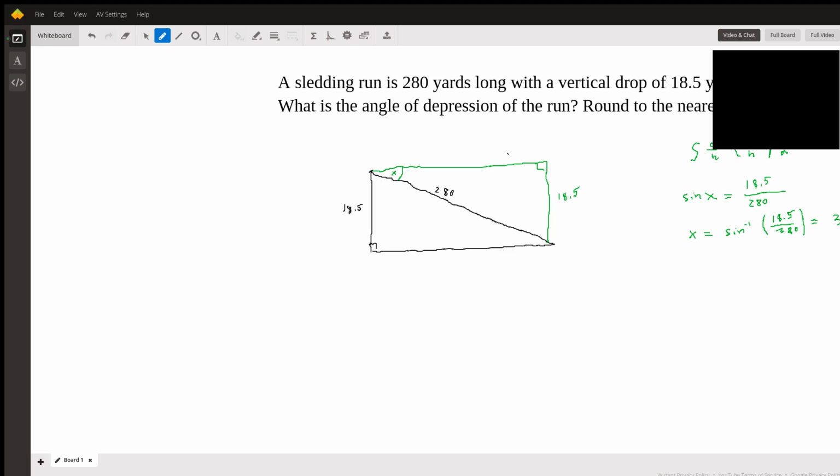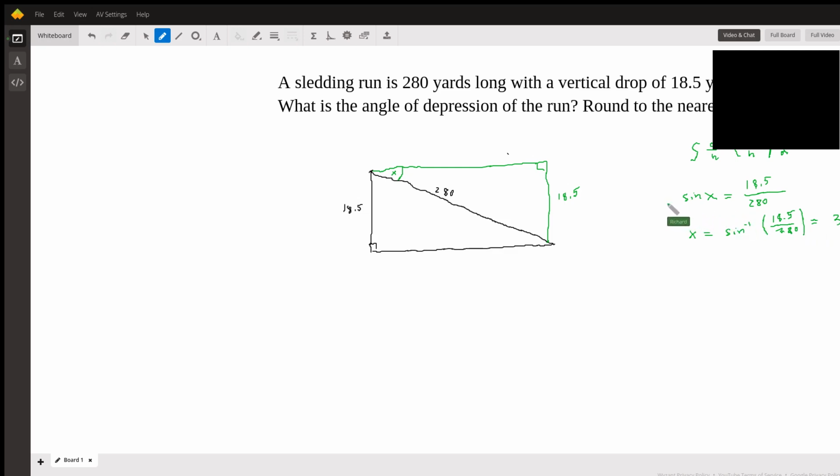Okay, and that seems reasonable. That's a nice gradual decline. I mean, you are going down in a sled, but you're not in the Olympics, so I assume that this is a typical angle of depression for a situation like that.